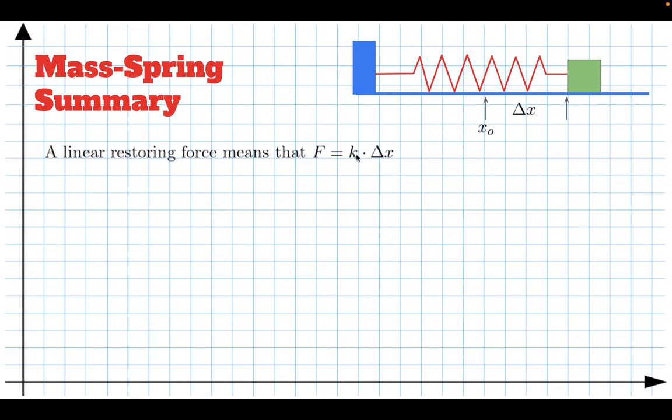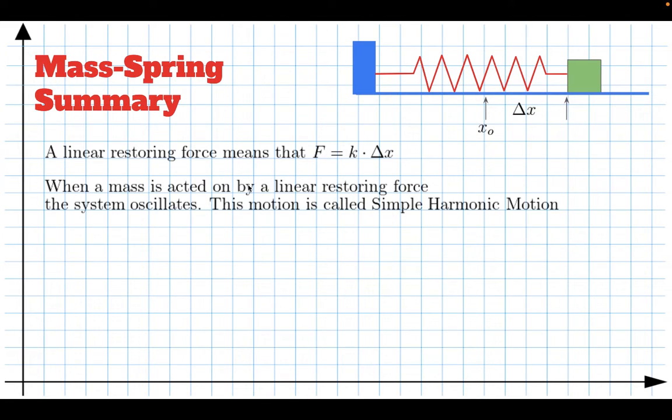The proportionality constant we call the spring constant. So the way we interpret that is it's the stiffness or the strength of the spring. A bigger spring constant means that for a given displacement, it exerts a greater force. So we call that a linear restoring force.